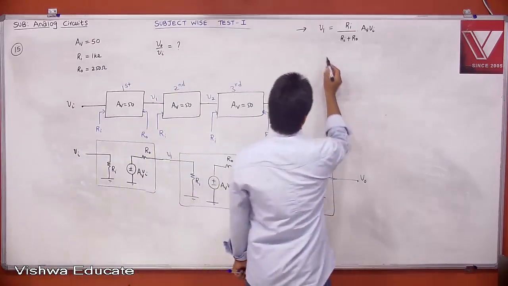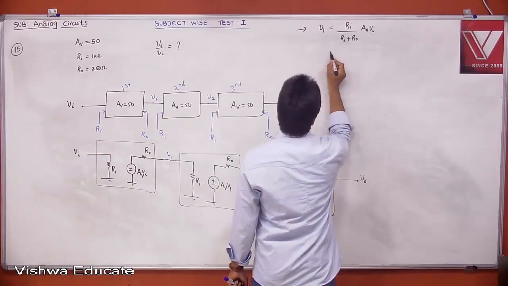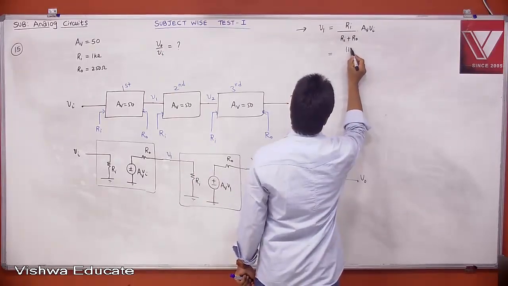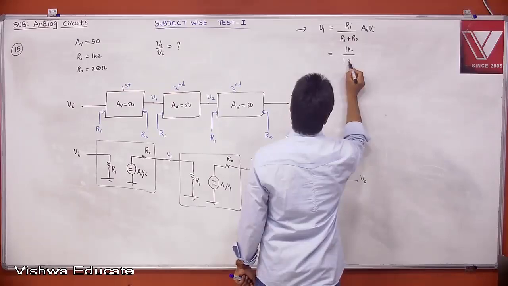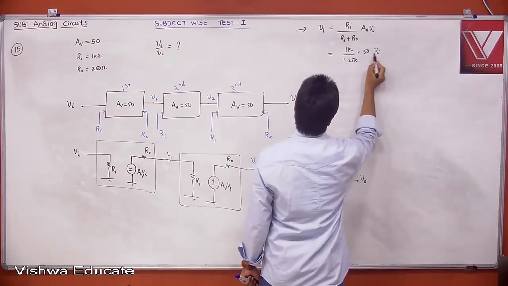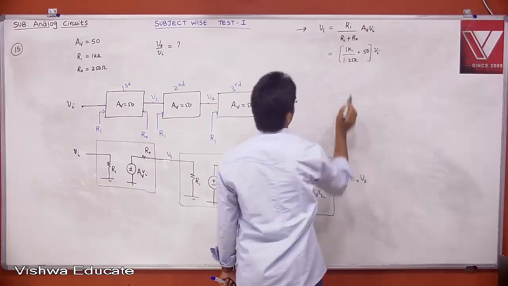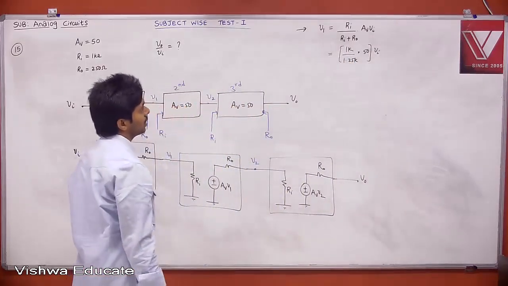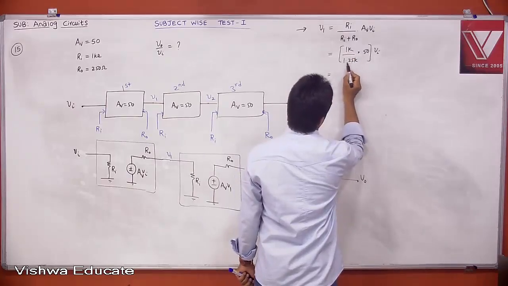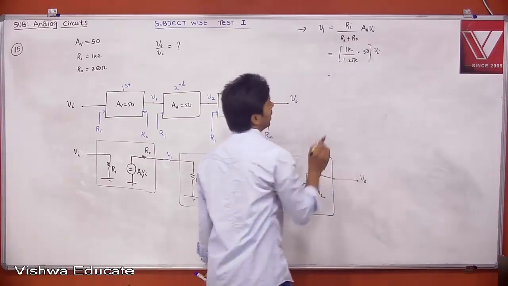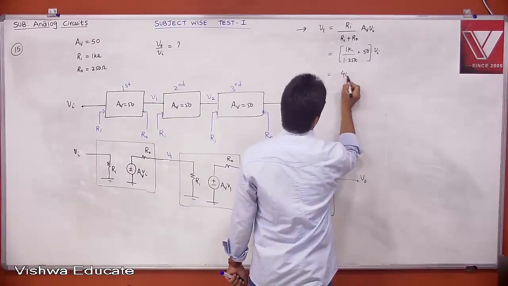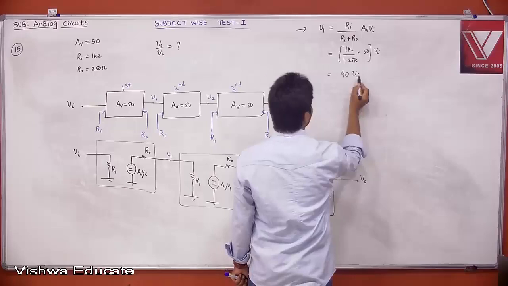Therefore what is your V1 by Vi? Ri is already known to you, which is 1K, plus R0 1.25K, into AV 50 into Vi. This is your effective gain, A star, AV star you can say. If you calculate, the K's will be cancelled. 1 by 2.25, 1.25 can be written as 5 by 4, then it will be 4 by 5, 5 times 50, it will be 40. Therefore your effective gain is 40.